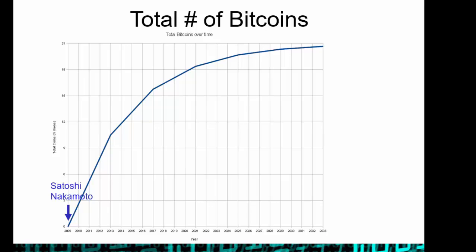Kind of an interesting plot here. This is the total number of Bitcoins that actually exists. And so this over here is in millions. So here is 12 million. This goes up to about 22 million Bitcoins. The year here is 2009 when Satoshi first started.